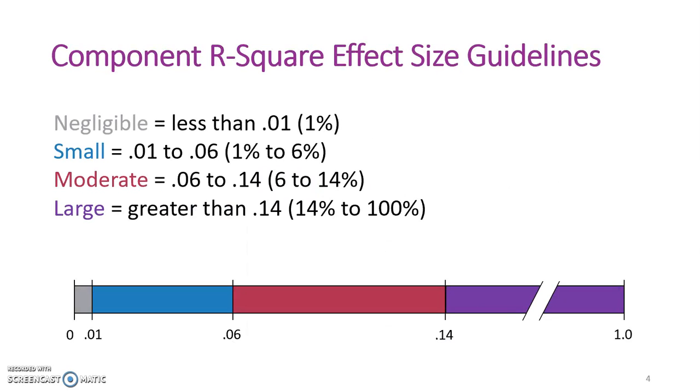The component R squared effect size is also known as a partial R squared. Because it's for each individual predictor, the cutoffs are smaller than the full model R squared, because each predictor doesn't have to be explaining quite as much variation in the outcome to be considered a meaningful, even a large, effect. So the cutoffs for the component R squared are that negligible is less than 0.01, or 1%, small is 1% to 6%, moderate is 6 to 14%, and large is 14 to 100%. Anything greater than 0.14 is considered a large effect size.